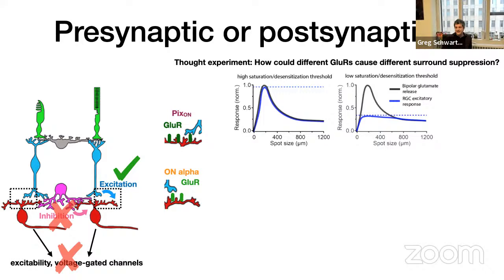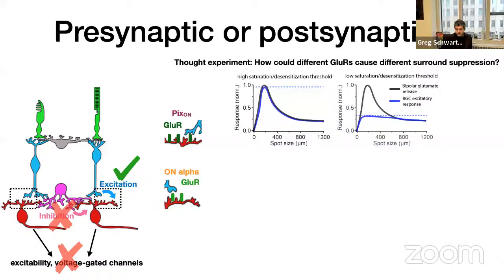Now you get a squashed, flattened curve that's shown on the right. In that situation, your ganglion cell excitatory response would have very little surround suppression, even though the glutamate input onto it does have surround suppression, okay? So this would be a case where the receptors themselves cause it to not have surround suppression, even though the release of the bipolar cell did.